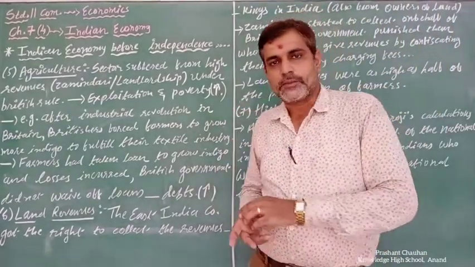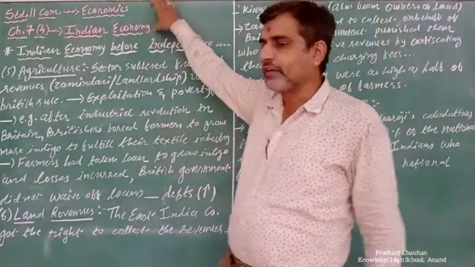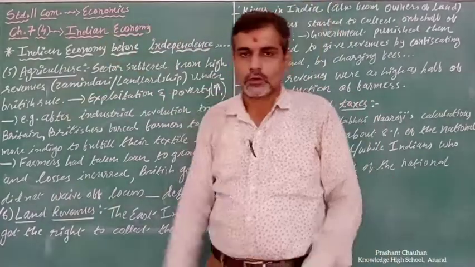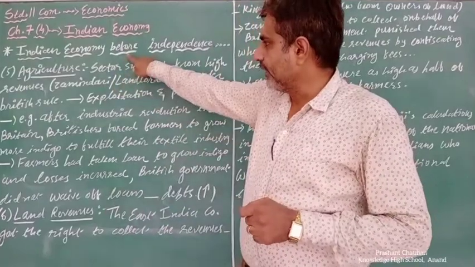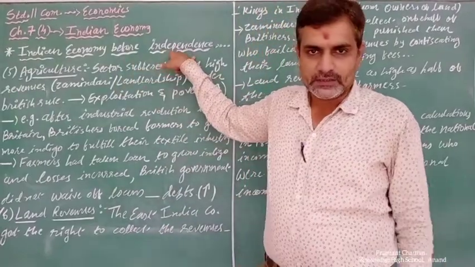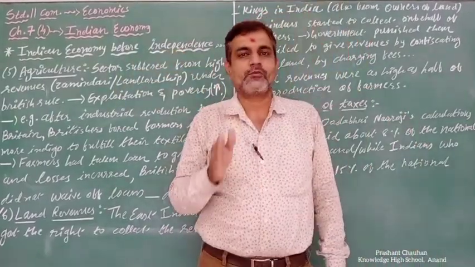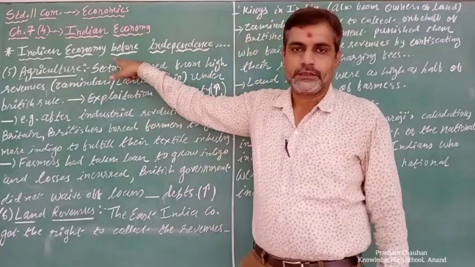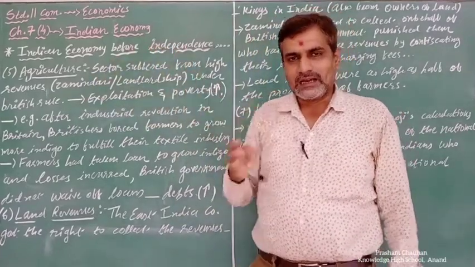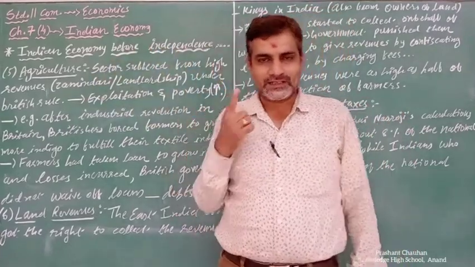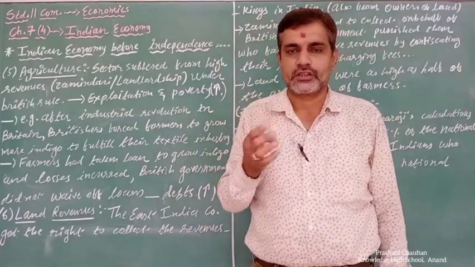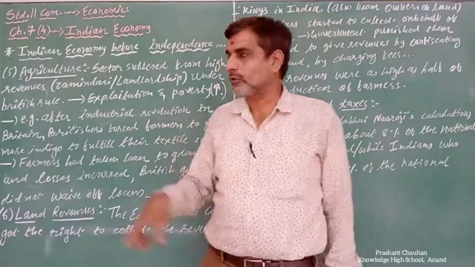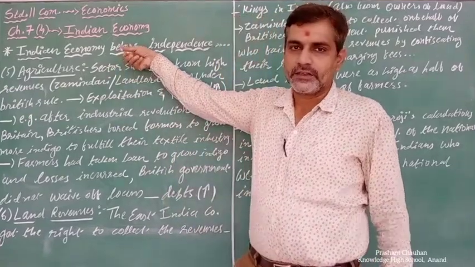Hello everyone, today I am going to continue chapter 7 of Economics Standard 11 Commerce Part 4, Indian Economy. Under this, I started the point Indian economy before independence. There were different types of attainment under the Indian economy before independence. I completed 4 points: the railways, roadways, banks and social structure. So I gave the detailed information about the economy before independence.